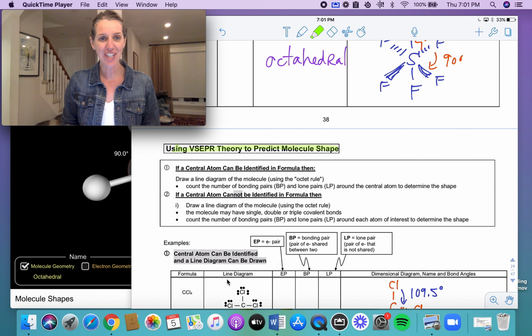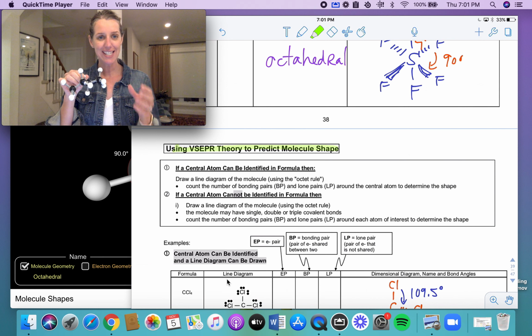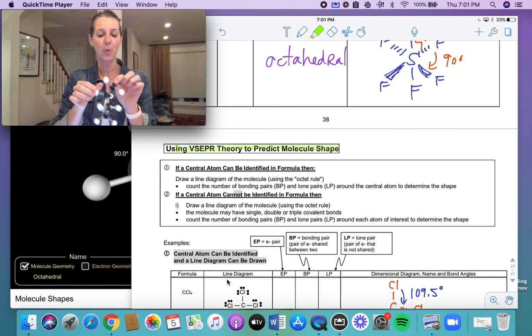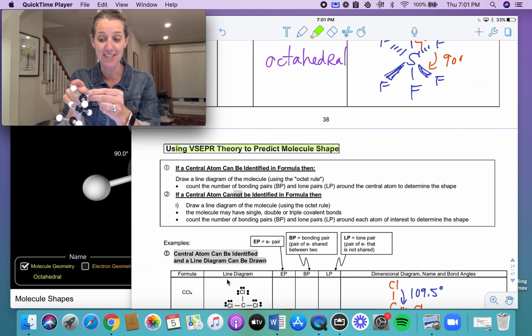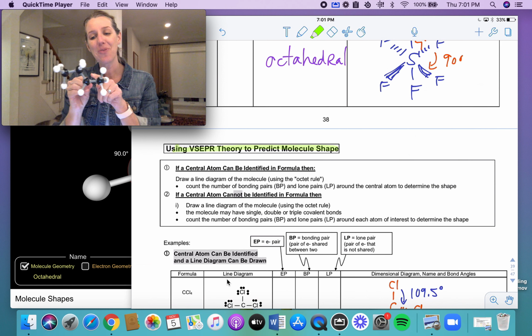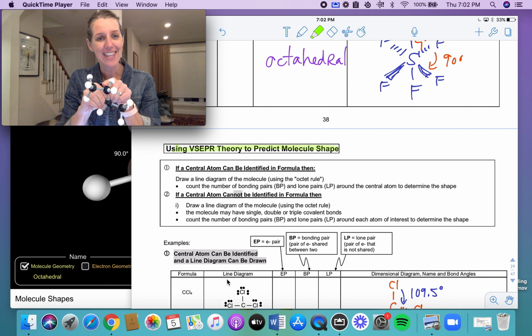Move into looking at our VSEPR theory and how we use this to predict the shape of a molecule. But what if the molecule isn't just teeny tiny and there's only one center atom like this? What if you've got a molecule that looks like this? Then essentially what this is saying is you're going to have to figure out what the shape of the molecule is around this atom that's going to be the center to this one, and then what's the shape around this one, and then this one and this one.